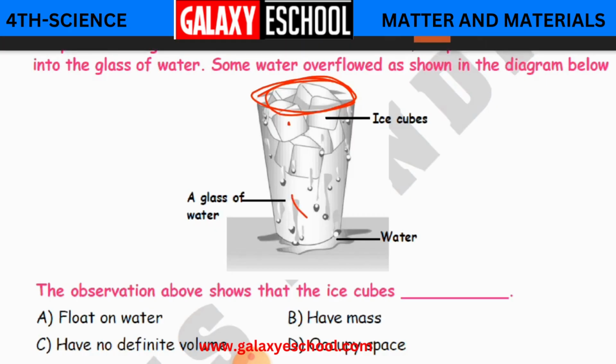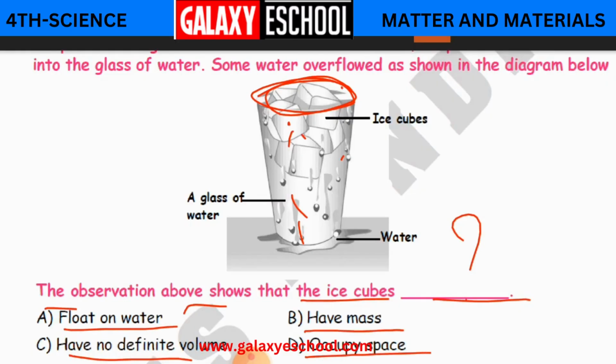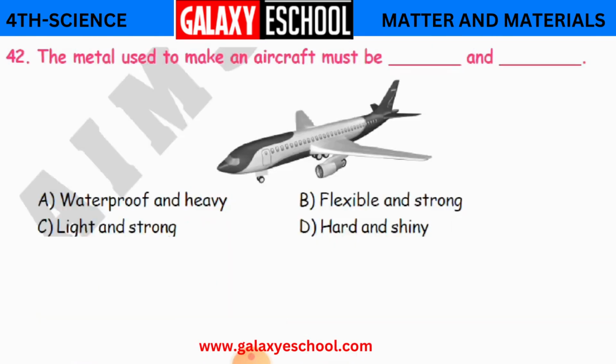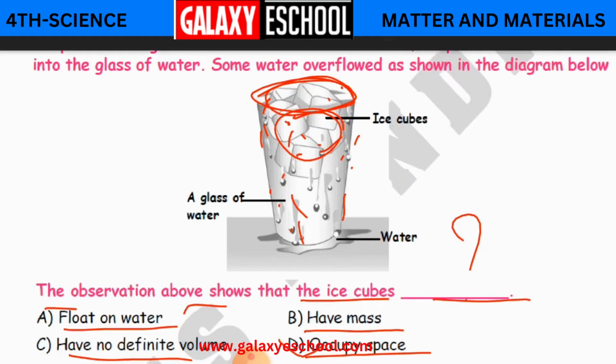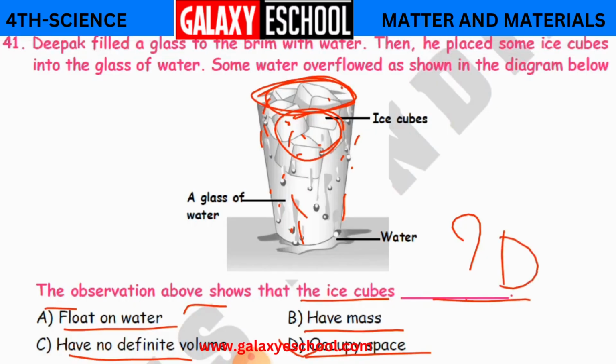So why did this happen? The observation above shows that the ice cubes: float on water, have mass, have no definite volume, or occupy space. So here the answer is occupy space, because the ice cubes are occupying the space. The water which was until the brim was not able to stay there, and the excess water is flowing down. Clear, children? Yes. So D is the correct answer here. Occupies space. Clear? Okay, now.